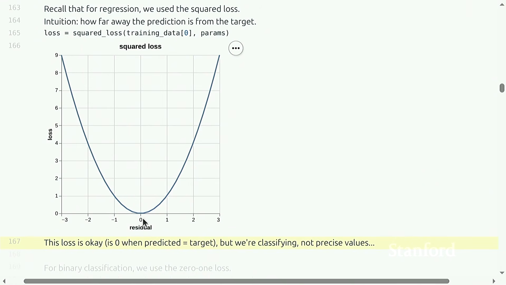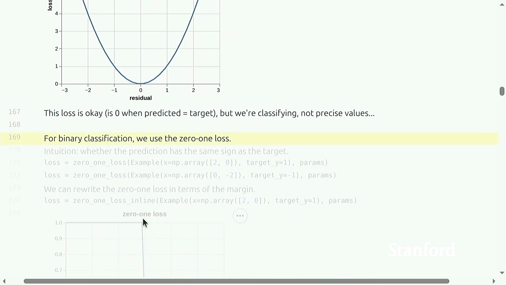Okay. So let's just think from first principles. What do we want in binary classification? We want to classify correctly. So what we're going to do is define the 0-1 loss, and the 0-1 loss says, well, does the prediction essentially have the same sign as the target? We don't care about the magnitude, because we have a decision boundary. Everything on one side should be plus, and everything on the other side is minus. I don't really care how far it is.